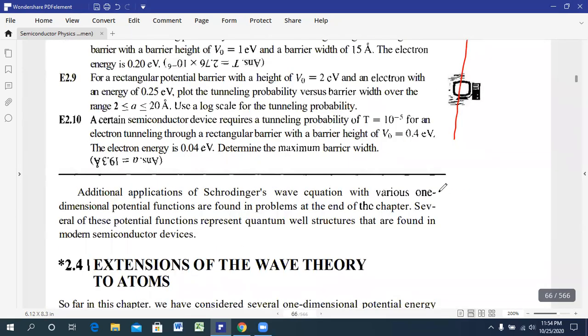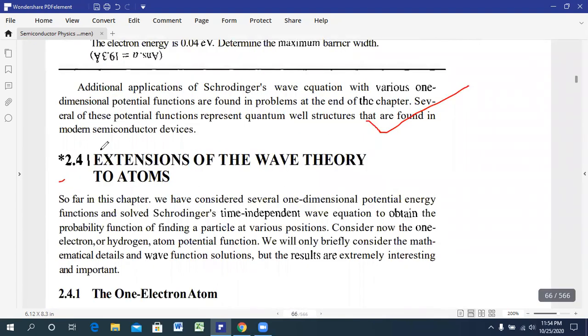So this will be the end of our sixth lecture, and in the seventh lecture we will start from article number 2.4, inshallah. If you face any problem about understanding or about the numerical problems, we will discuss these things in the problem solving class. So I am concluding the sixth lecture here. Thank you.